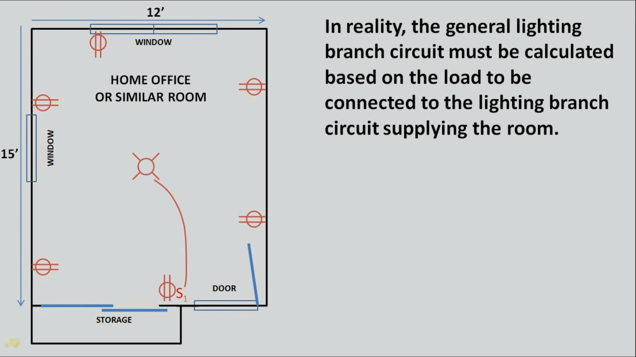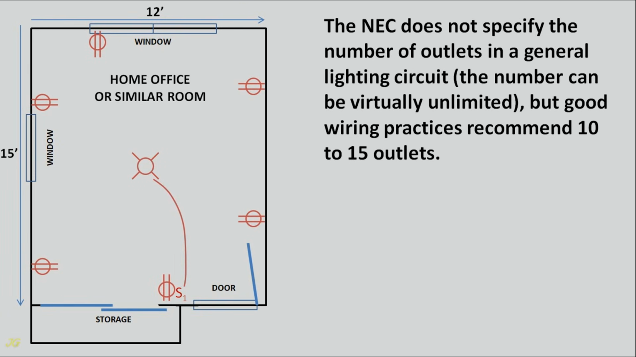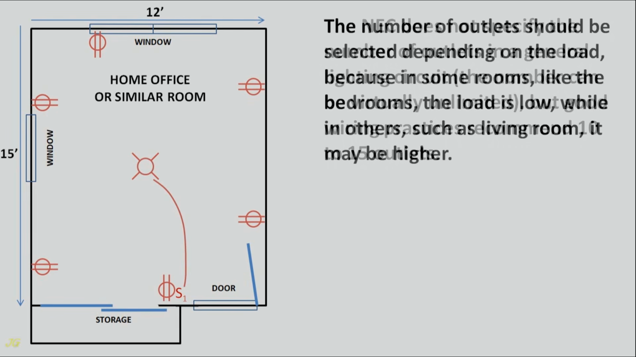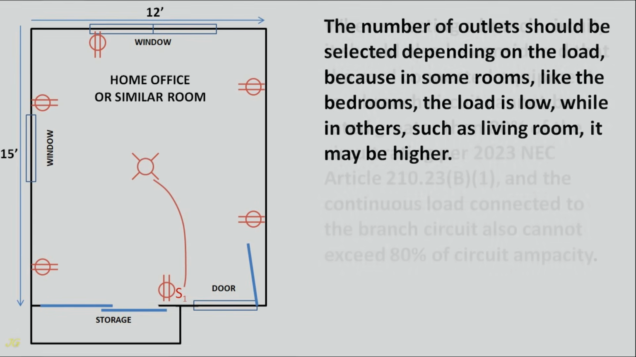In reality, the general lighting branch circuit must be calculated based on the load to be connected to the lighting branch circuit supplying the room. The NEC does not specify the number of outlets in a general lighting circuit. The number can be virtually unlimited, but good wiring practices recommend 10 to 15 outlets. The number of outlets should be selected depending on the load, because in some rooms, like the bedrooms, the load is low, while in others, such as the living room, it may be higher.